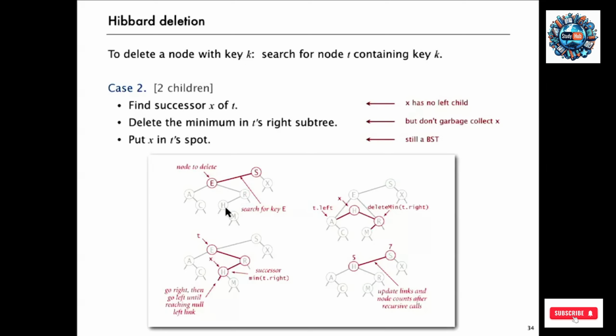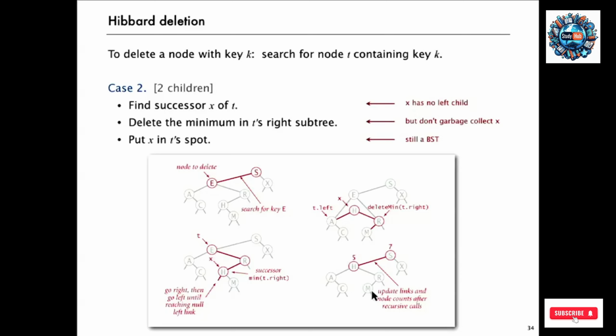So in this case, that's H. And what's that node? Well, it's the minimum in T's right subtree. And we know how to delete the minimum, so we just find that minimum node, and in this case it's H, and we put that node in T's spot and then delete the minimum. So find the H, that's the minimum, hang on to it, and then delete the minimum in T's subtree. So we take the E, replace it with the H, and delete the H, and then everything's fine.